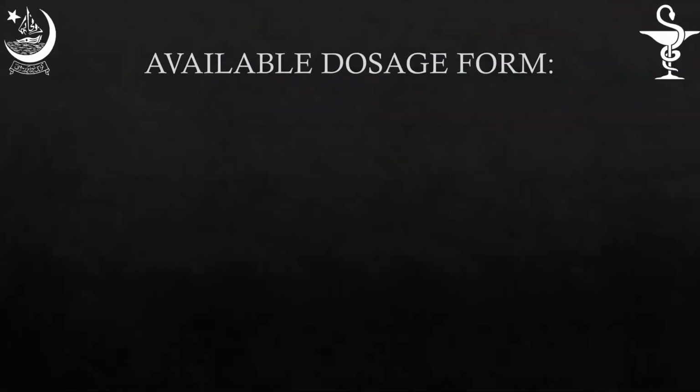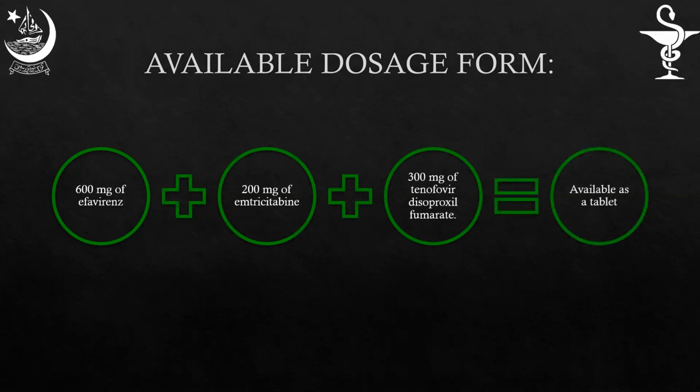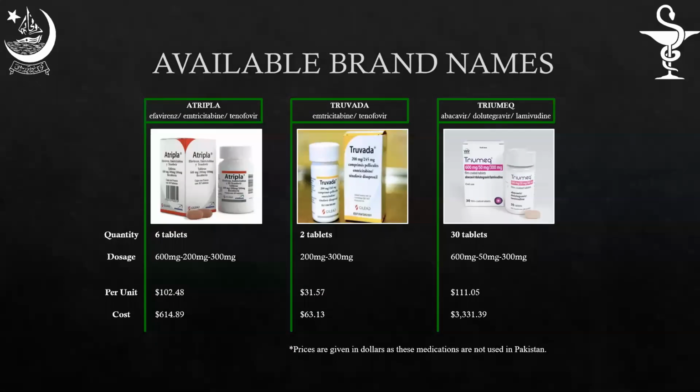This drug is available as a tablet, in which 600 mg is of efavirenz, 200 mg is of emtricitabine, 300 mg is of tenofovir, and available as a tablet, as previously mentioned. The different brand names in which this is available.